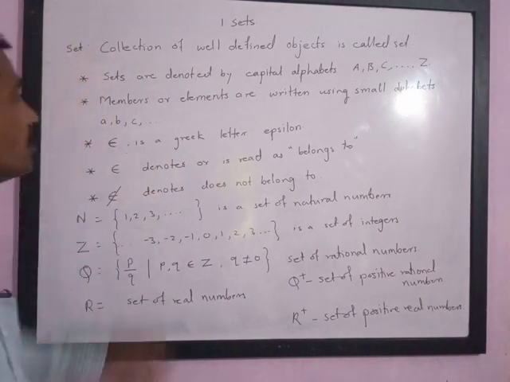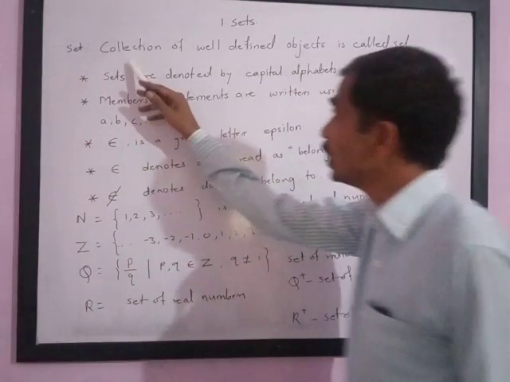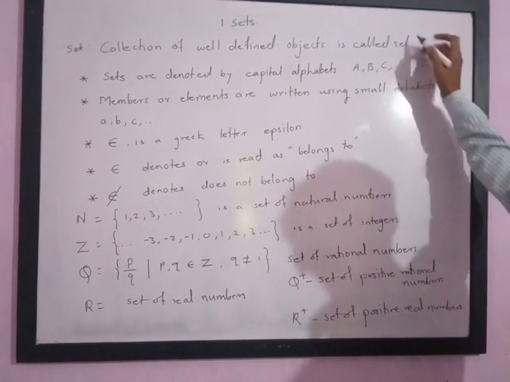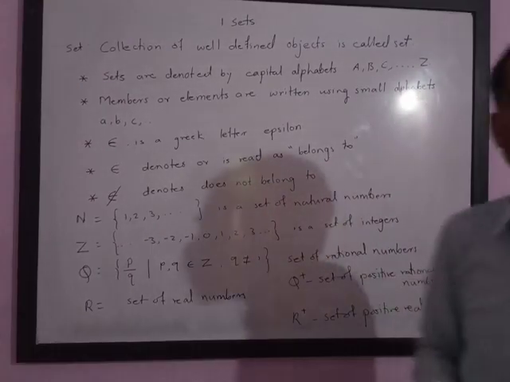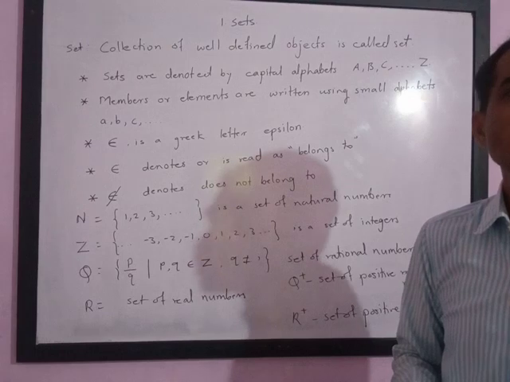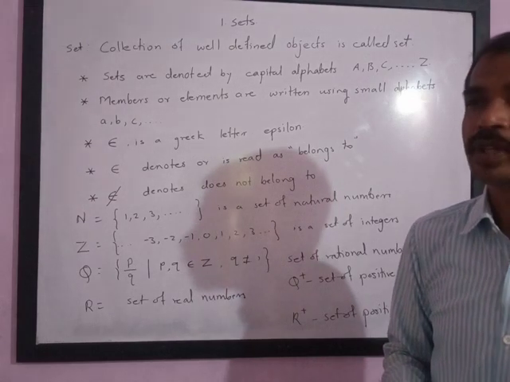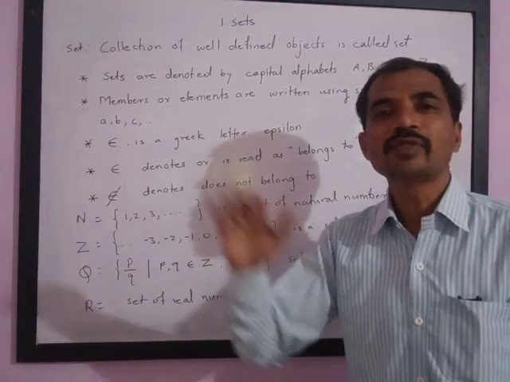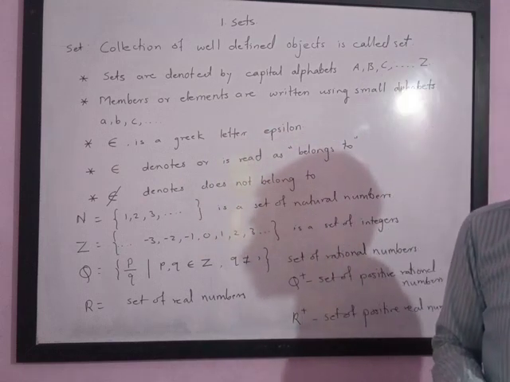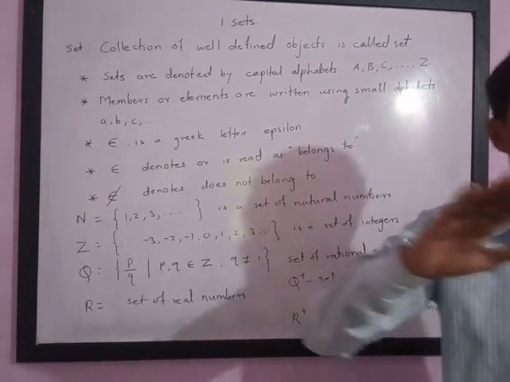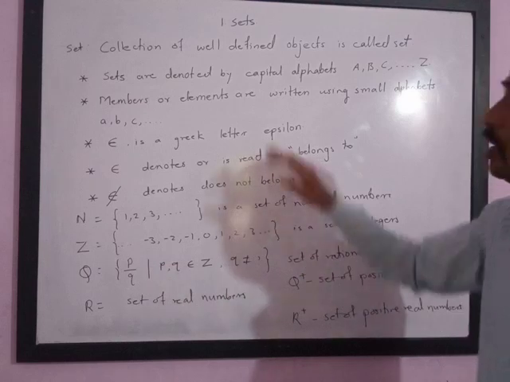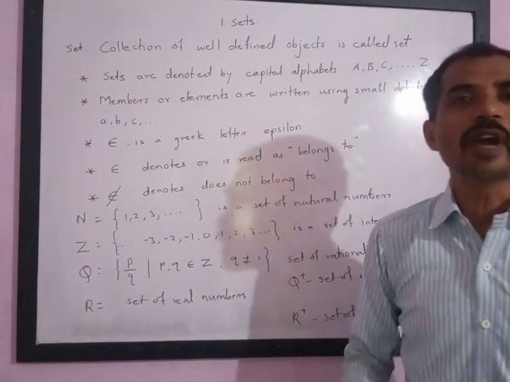Definition of sets. A collection of well-defined objects is called a set. Now, well-defined: when we say a set of clever students, it means we cannot define the clever students, because cleverness varies from person to person. When we say a set of intelligent girls, this intelligence varies from person to person. So it cannot form a well-defined object.